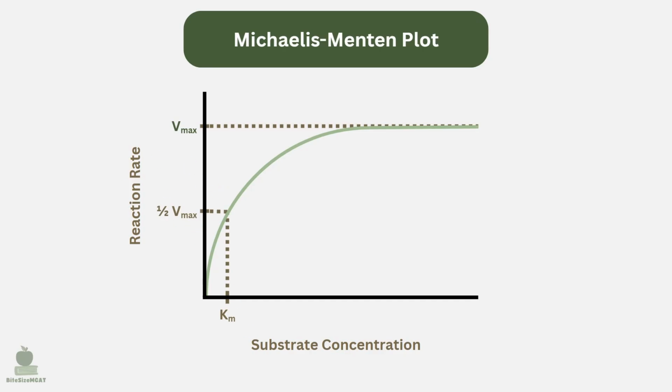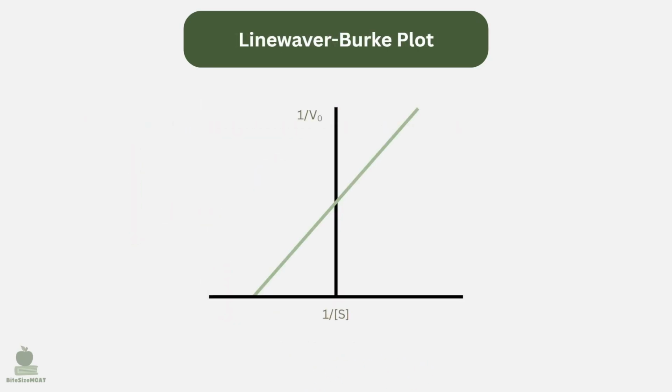So, this is a Michaelis-Menten curve, but when we talk about enzyme inhibition, we want straight linear lines. So what we do is take the reciprocal of both reaction rate and substrate concentration, and this is how we form a Lineweaver-Burk plot. Now, the MCAT will never ask you to convert between one and the other, but it's important to see how these relate.